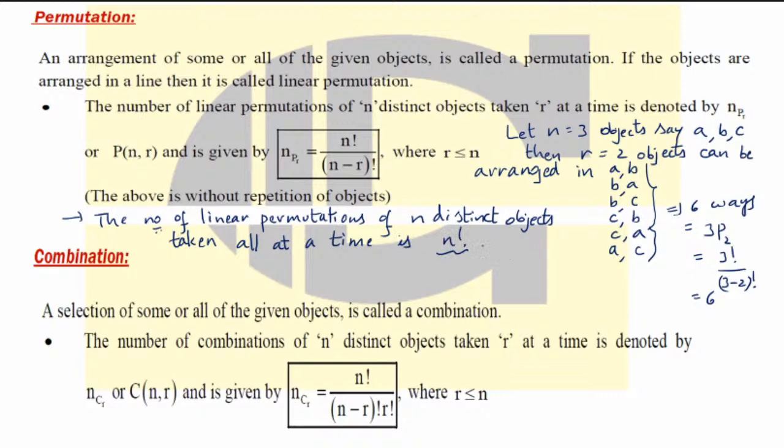Okay. Now coming to combination. Combination is related to selection; permutation is related to arrangement. In combination or selection, the order of the objects is not important. That is, a, b is the same as b, a. So a selection of some or all of the given objects is called a combination. Now there are 3 to 5 objects or 10 objects. I want to select 5 objects. I can't write each and every way like this.